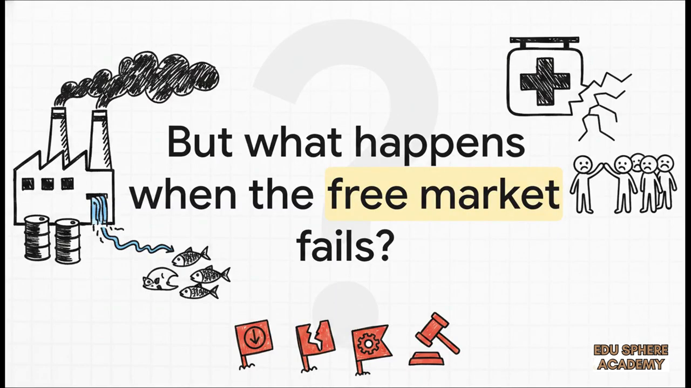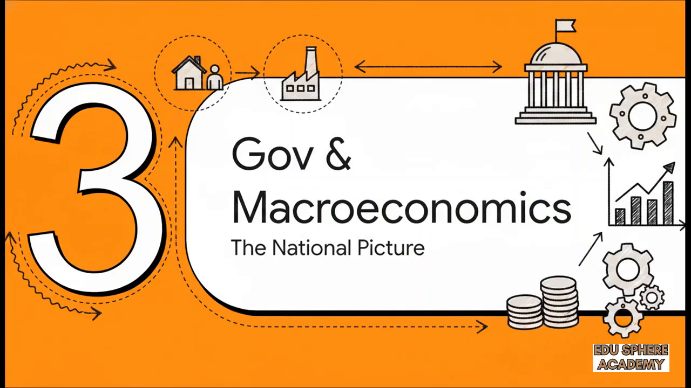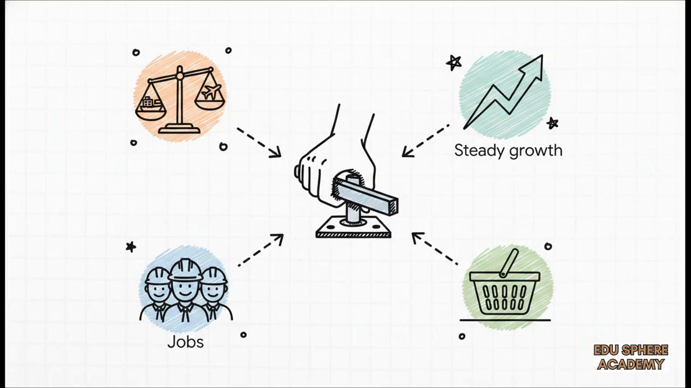Okay, but what happens when the whole free market system basically drops the ball? What if it pumps out way too much pollution or just doesn't provide enough healthcare? That's when we need a referee. Section 3, Government and Macroeconomics. We're zooming out from those individual businesses to look at the entire national picture. When you're sitting in that exam hall, just remember this. Everything the government does boils down to these core macroeconomic aims. They want steady economic growth. They desperately want low and stable inflation.